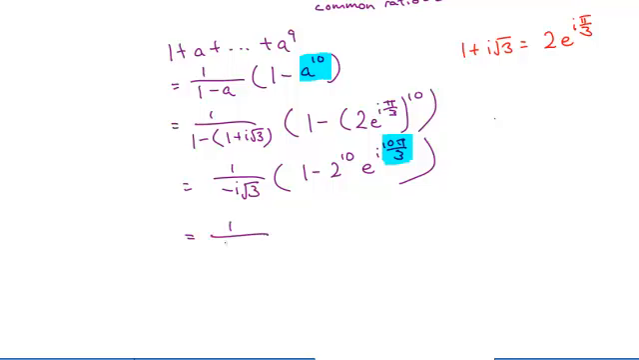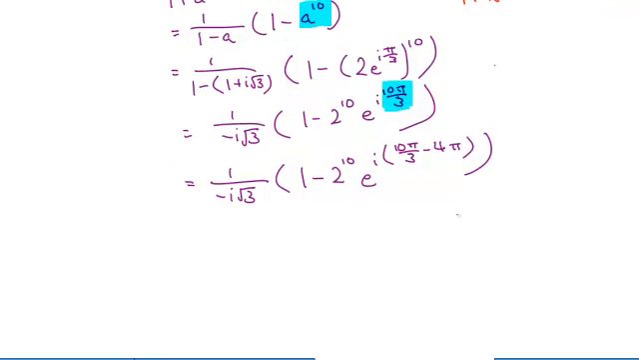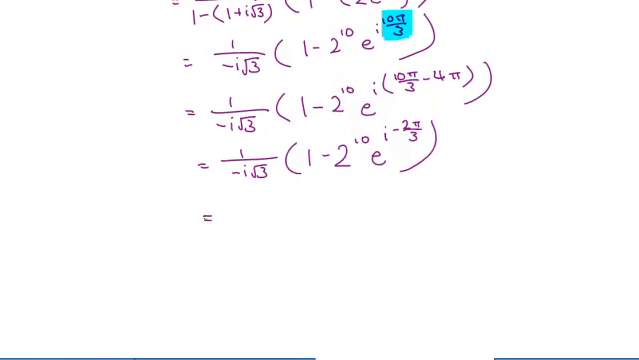So first of all, I'm going to simplify it by bringing it back into the principal range, by subtracting 10 pi over 3 by multiples of 2 pi. In this case, the way to bring it back into the principal range is to subtract 4 pi. And so we get 1 over minus i root 3, 1 minus 2 to the power of 10 e^(negative 2 pi i over 3).